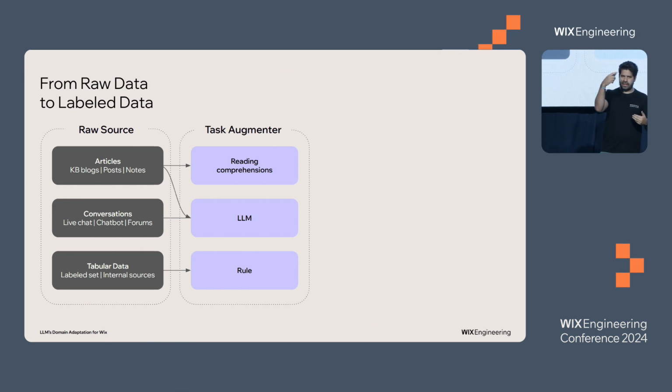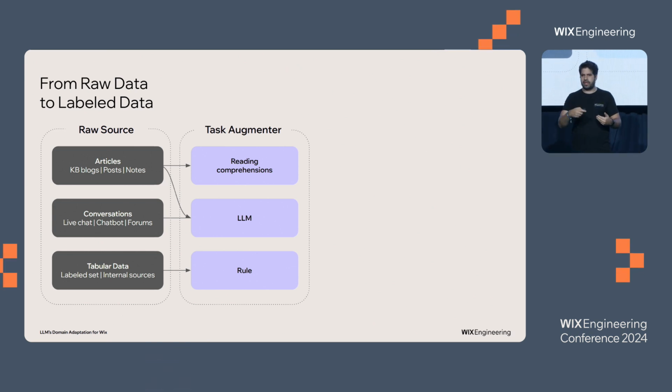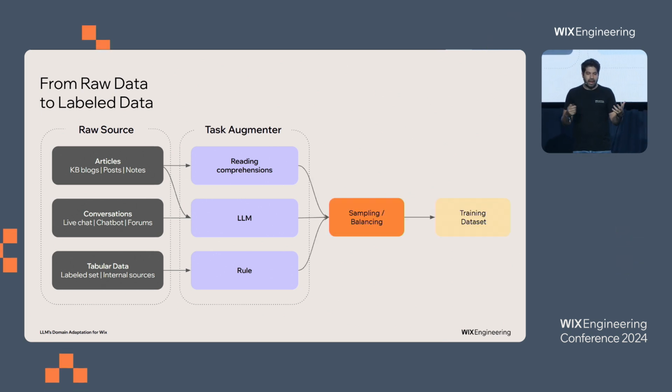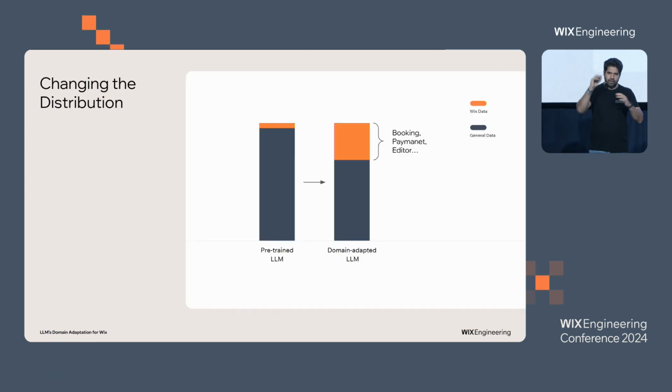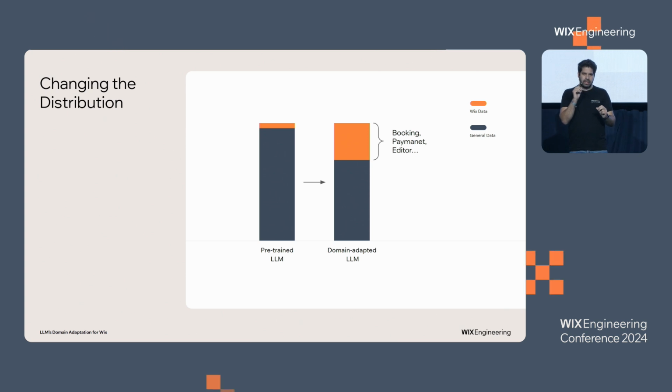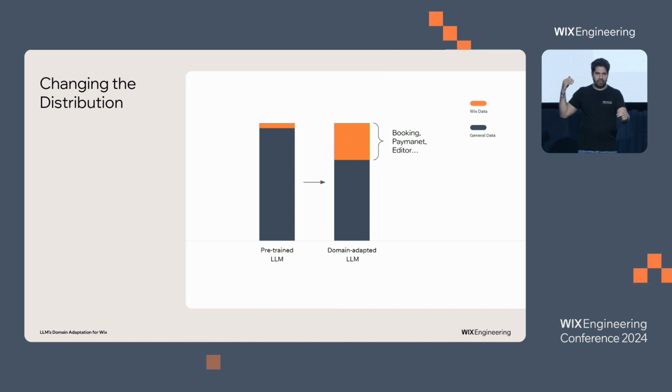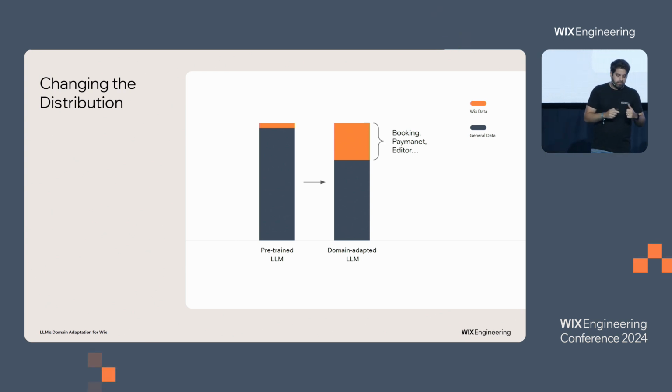So after we have a lot of different task augmentation processes that allowed us to create huge labeled data for LLMs, we need to sample them, balance between them, and create a training data set. This process of balancing is very, very important and delicate. We actually still want to have general data in the data set, so we don't have catastrophic forgetting of general information. So we balance between Wix data and general data.